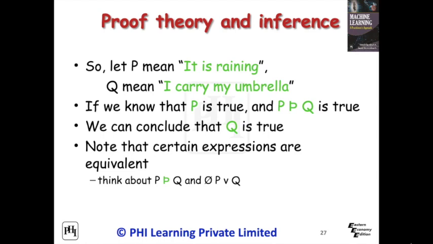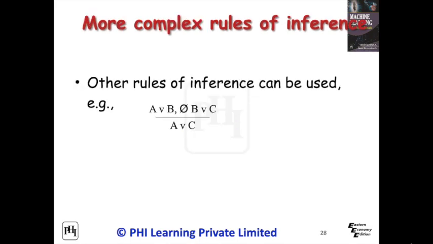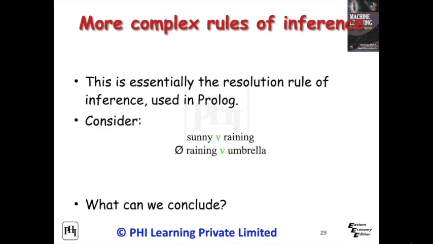Consider two sentences. Each sentence is mapped into P and Q. P is it is raining and Q is I carry my umbrella. If P implies Q, then Q, which means I carry my umbrella. More complex rules of inference are given. Similarly, more complex inference is given here.